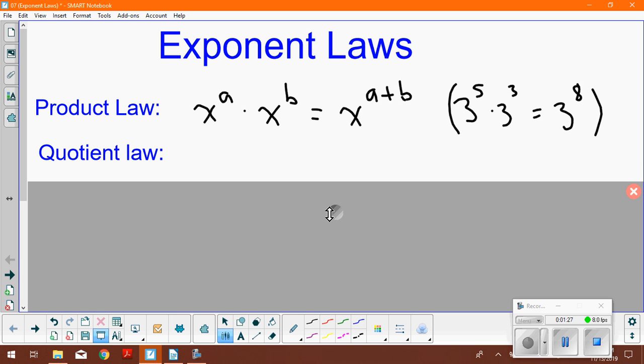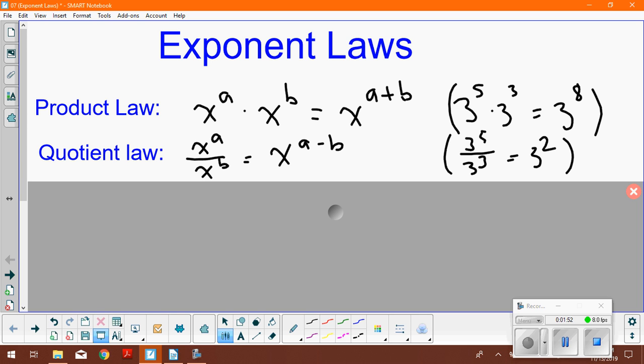Okay, the second rule is the quotient law. So if I divide powers, and usually we see that as a fraction, so something like x to the a over x to the b, if I divide the powers, I'm going to subtract them. So it's x to the a minus b. Okay, so on the side here, if I had 3 to the 5 and if I divided it by 3 cubed, I would get 3 squared.